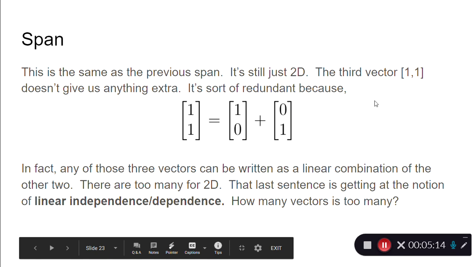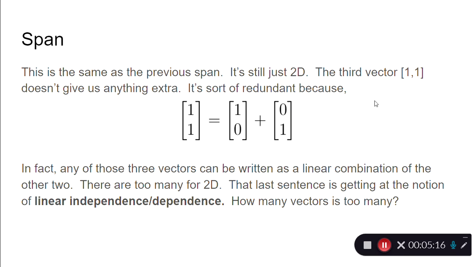So that's where we're going next, this idea of linear independence or linear dependence. How many vectors is too many? How do we know? How do we find out?